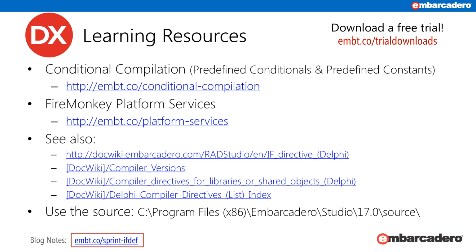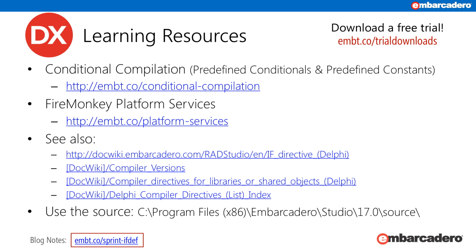Question: why is there not a define for compiler version? There is. It's called CompilerVersion. I showed it there. CompilerVersion will be the current version. It used to be people would always have these version.include files that would say version 2009 and up, version XE2 and up, or whatever. You don't need to do that anymore.